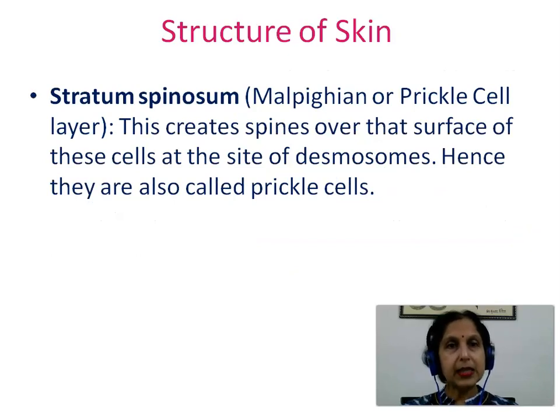This creates spines over the surface of these cells, which are seen at the site of the connection due to the desmosomes. Hence, they appear as spinous or prickle cells, and this is also called the prickle cell layer.